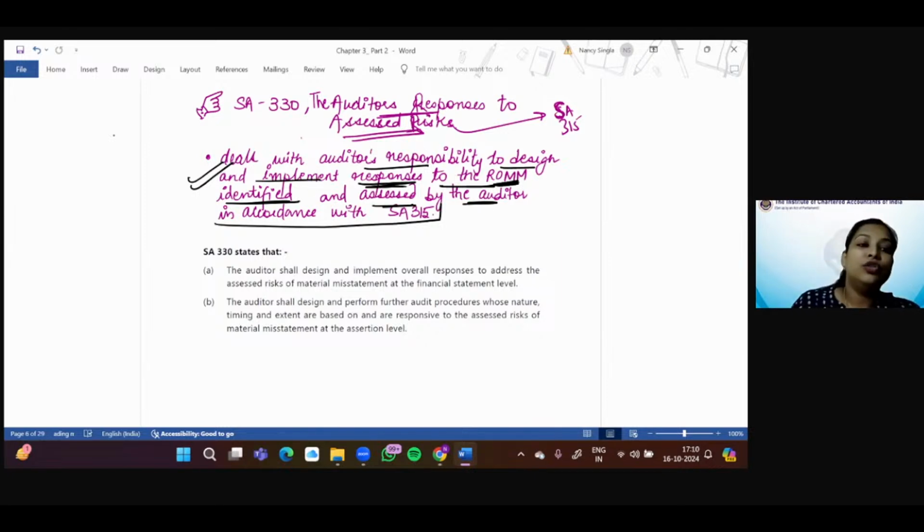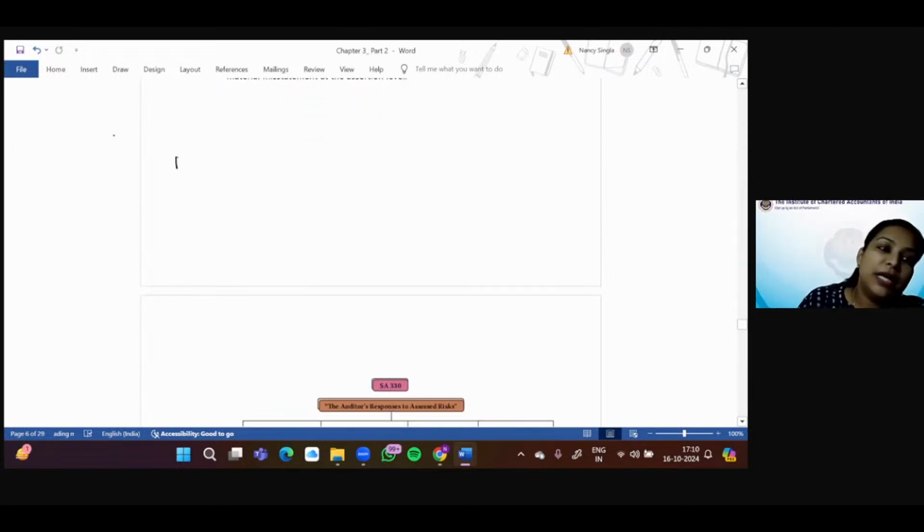Okay? So see students, if you remember, we have done one topic that risk of material misstatement exists at two levels. Quickly send in your replies. What are the two levels? We have done this topic in the last session. Quickly send in your replies.